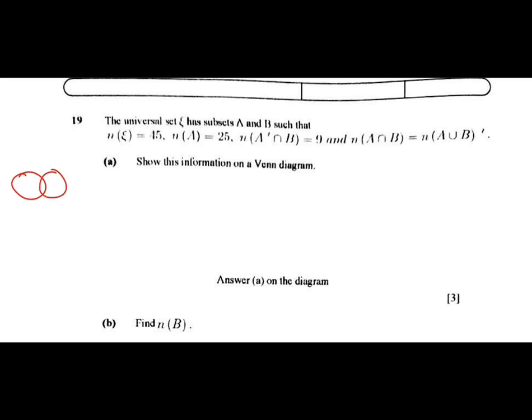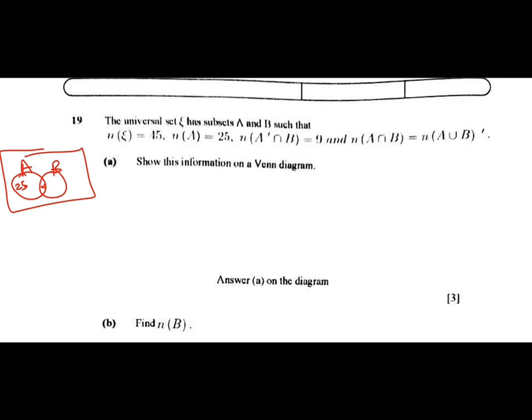Let's try to draw our sets A and B and the universal set. Now A has a total number of 25, including those in the intersection. We shall call the intersection x. Now we need to calculate how many are in A only, B only, what is the intersection, and how many are left in the universal set.